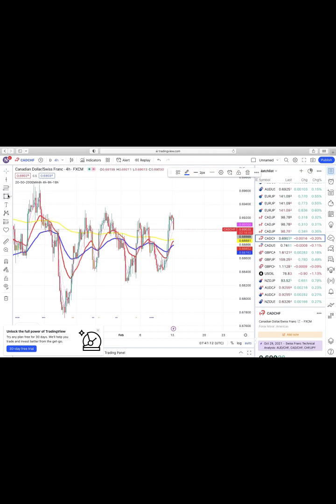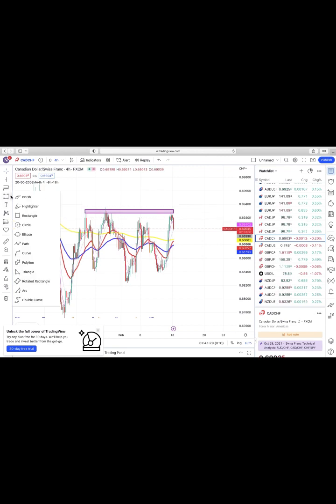Let us take this scenario. You can see this is a clear support, and this is a clear resistance. As you can see, it is a double top. Let me just draw it for you guys.